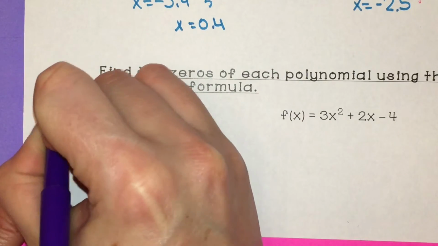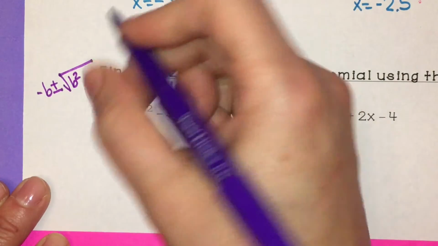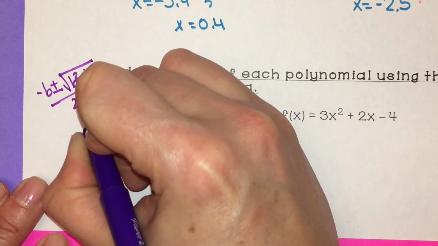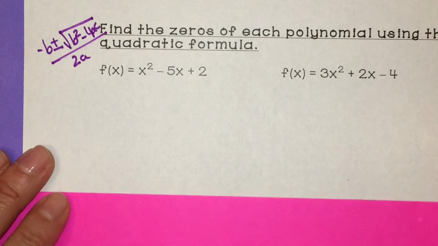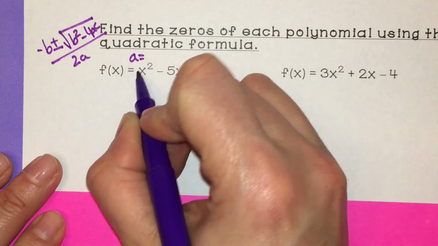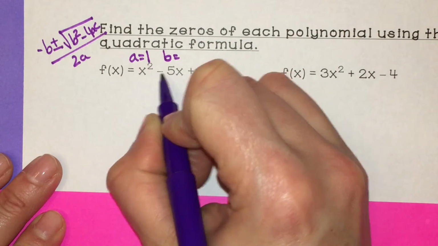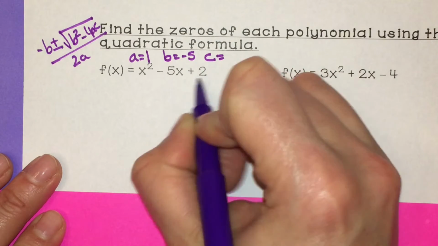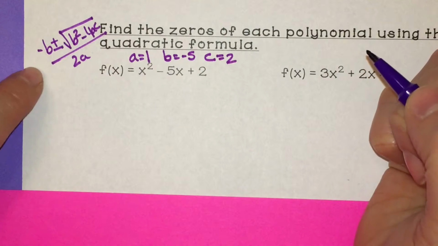Negative b plus and minus the square root of b squared minus 4ac, divided by 2a. So remember, in a quadratic, a is the coefficient of x squared, which is 1. B, the coefficient of x, is negative 5. And c, the constant by itself, is 2. So just plug it in.